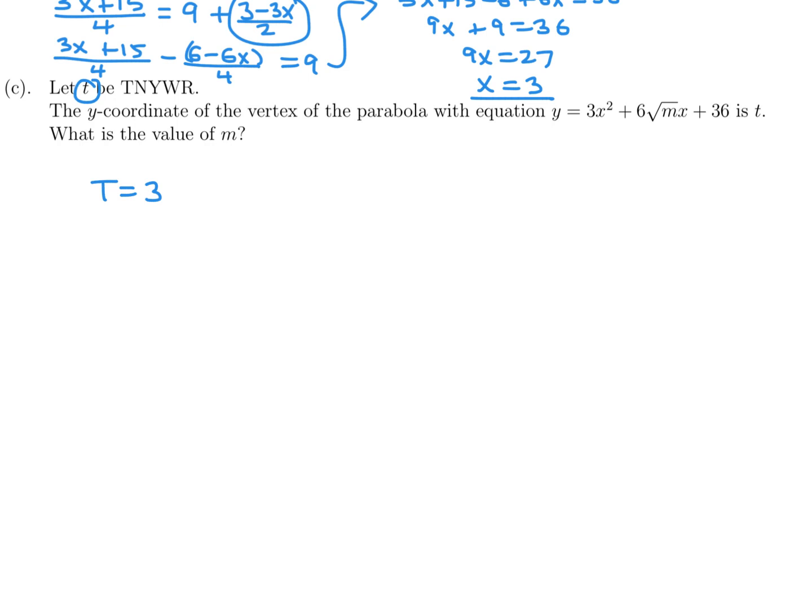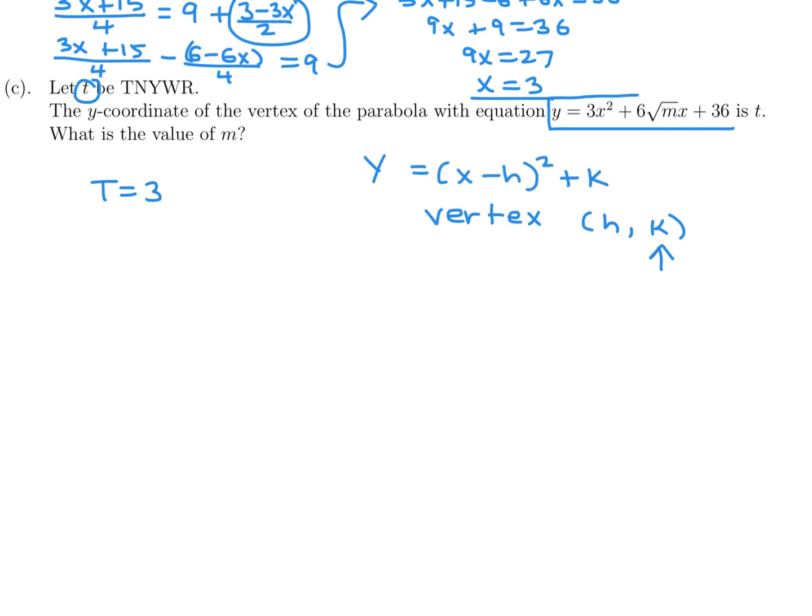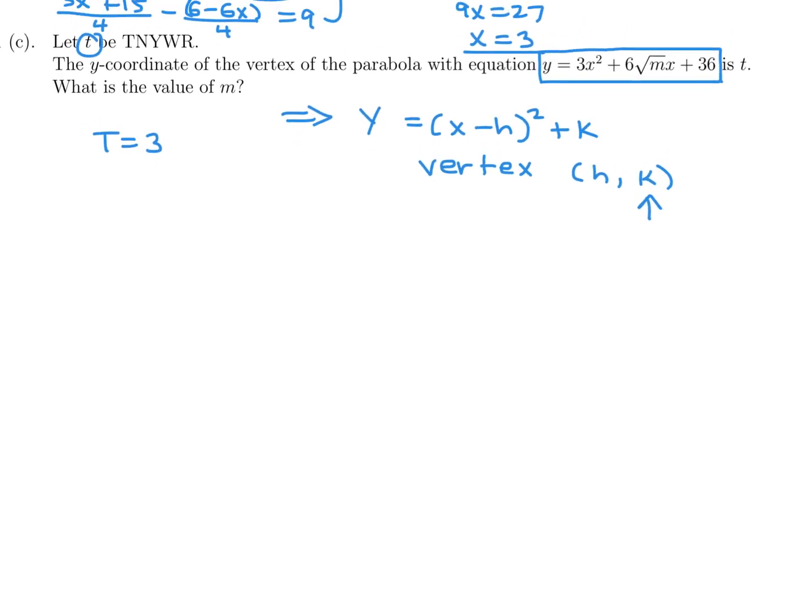The y-coordinate of the vertex of the parabola of the equation y is equal to 3x squared plus 6 root m x plus 36 is t. What is the value of m? Well, in order to get the vertex of a parabola relatively easily, the equation has to be in this form. And some of you may remember this form. y is equal to a(x minus h) squared plus k. If it is in that form, you can conclude that the vertex is (h, k). Now, this question is asking for the y-coordinate of the vertex, so they're really just asking for this guy, this k. So our task is to get that into this form, and that should not be too bad.